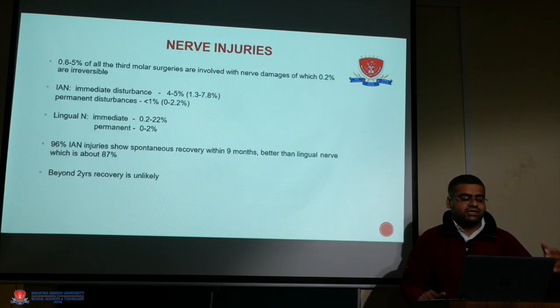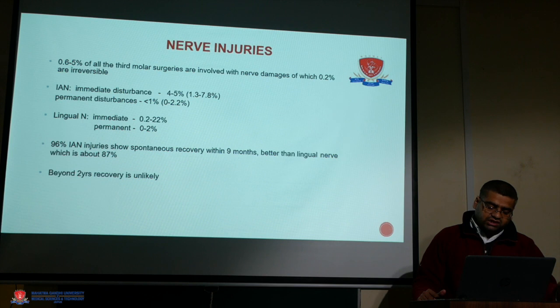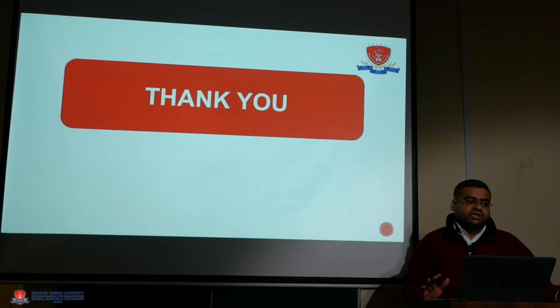Nerve injury percentages: inferior alveolar, immediate 4 to 5%, permanent less than 1%; lingual 0.2 to 22%, permanent 0 to 2%. It comes after some time, 9 to 96%, it reverts back, sometimes it doesn't revert. And thank you, we completed the impaction.